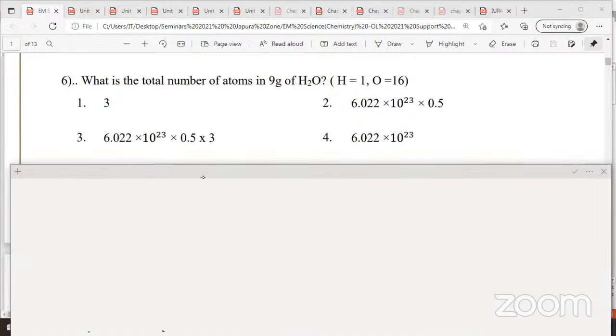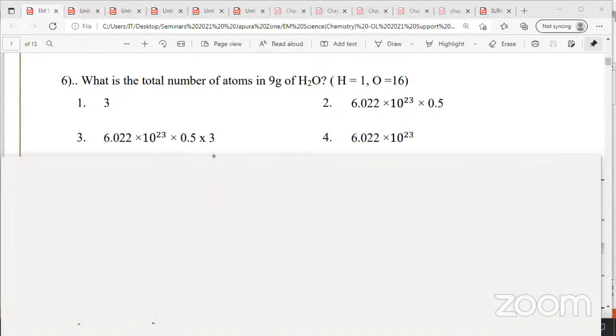Any volunteers who can give the answer for this? Anyone who has done this at home or before? Right, Moksha. Yeah. Nadine? Sir, the second answer. Right. Nadine gave the second answer. Okay, let's see. I'll mark the answer.